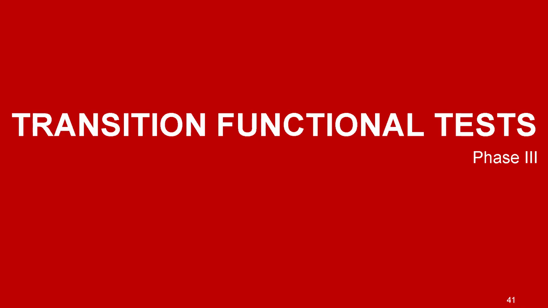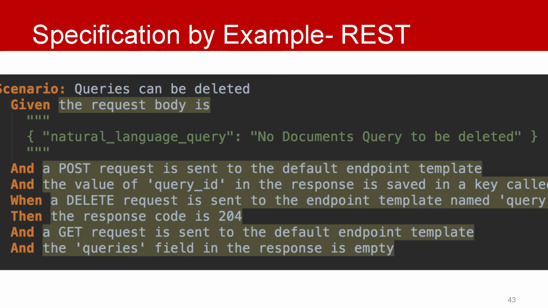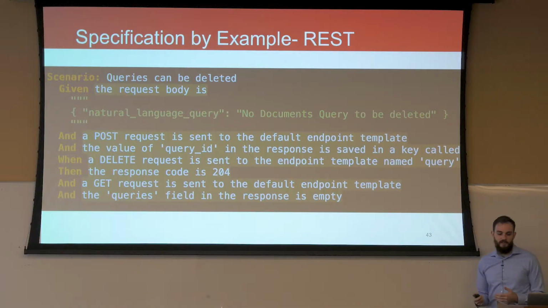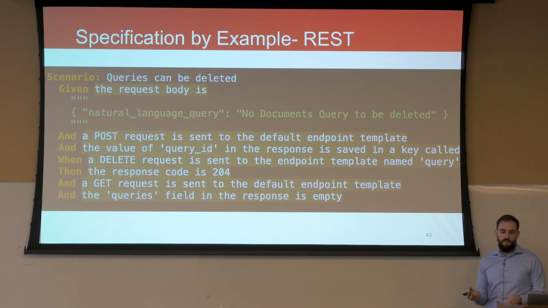OK, so the next step was to transition all of our functional tests. Now, for a bit of context, for our functional testing, we created a specification by example using Cucumber with Ruby. And this is one example of what a specification by example looks like. These are human readable and hopefully human executable steps that describe how you can interact with our service. And at the end of the day, what this creates is an executable documentation of your code.